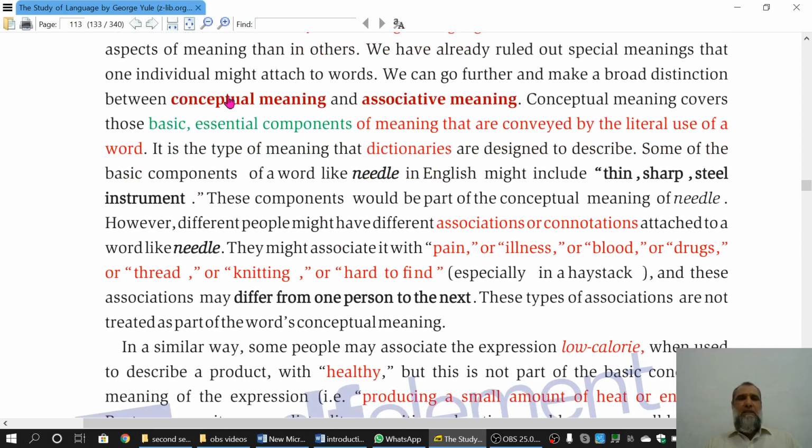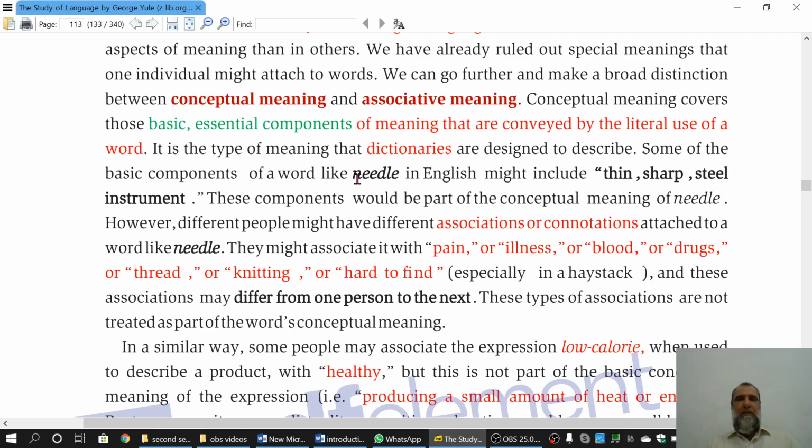Secondly, the conceptual meaning refers to that meaning which is found in dictionaries. Dictionaries are actually designed to describe or to tell about the conceptual meaning. So whatever is there in the dictionary meaning, that is called the conceptual meaning, or therefore it is also referred to as denotative meaning, the meaning given by the dictionaries.